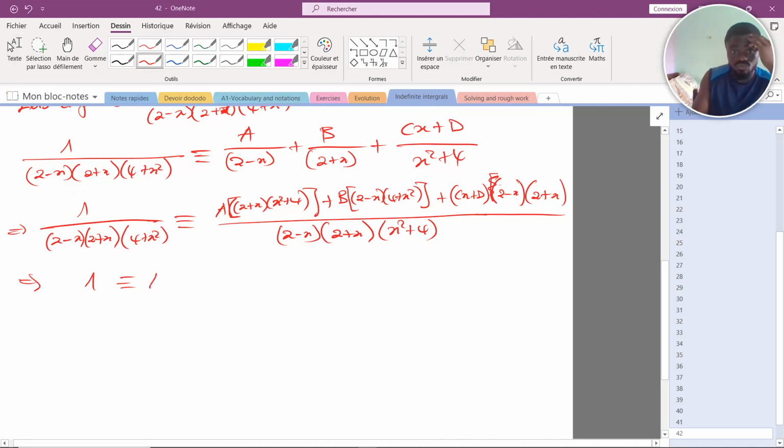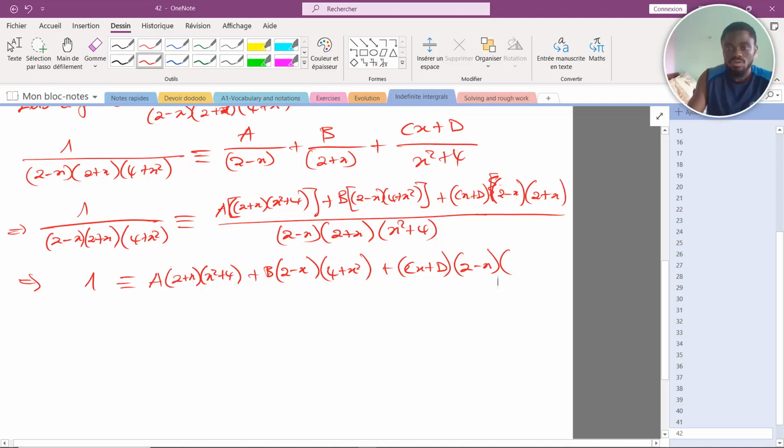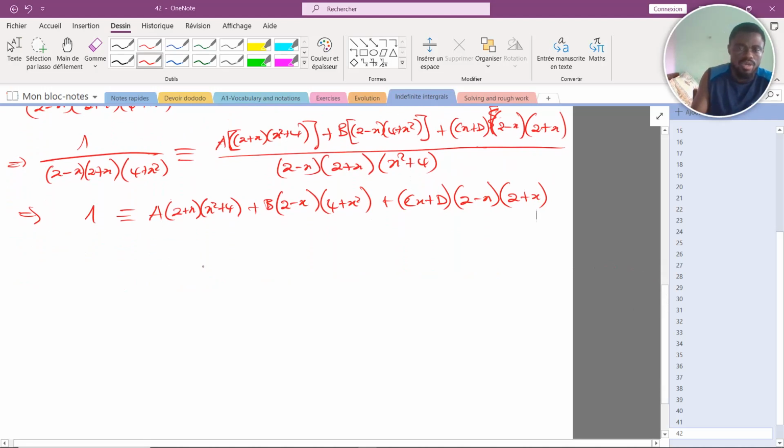So 1 will be identical to A times 2 plus x times x squared plus 4, plus B times 2 minus x times 4 plus x squared, plus Cx plus D times 2 minus x times 2 plus x. Okay, now we have to find the constants A, B, C, and D.